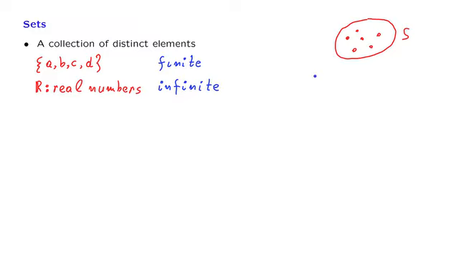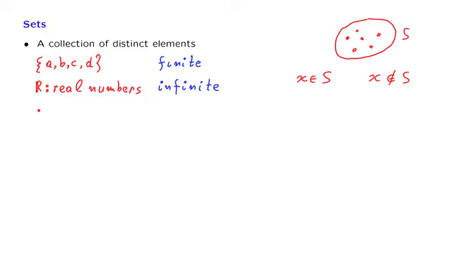A piece of notation now. We use this notation to indicate that a certain object X is an element of a set S. We read that as X belongs to S. If X is not an element of S, then we use this notation to indicate it, and we read it as X does not belong to S.